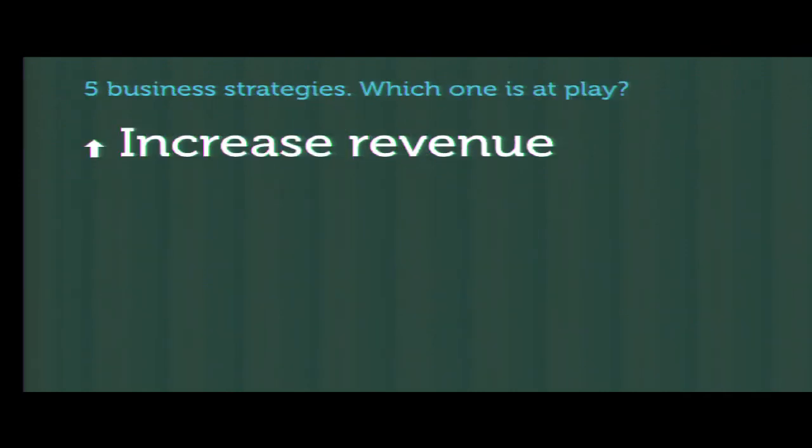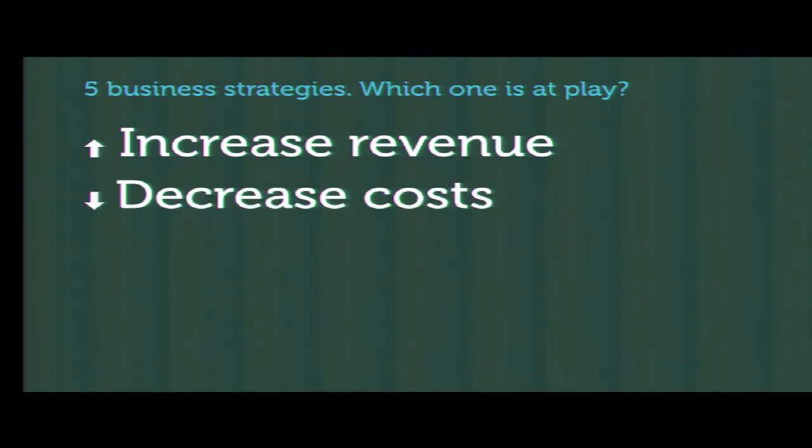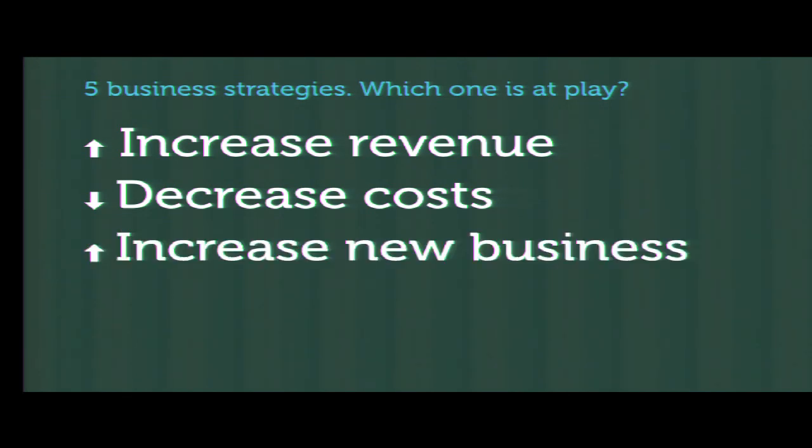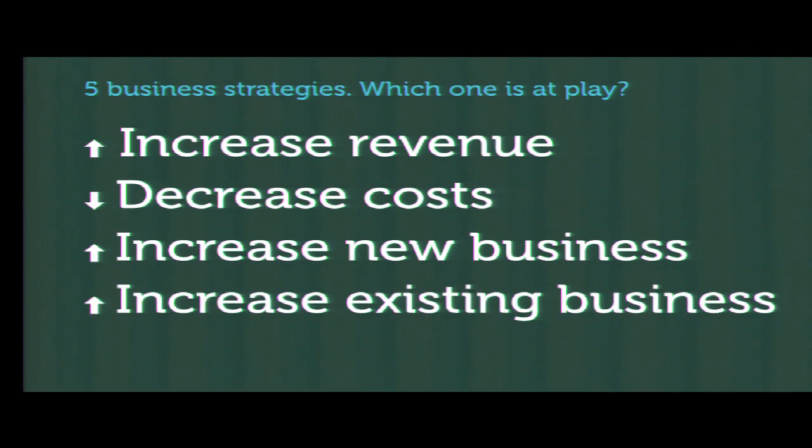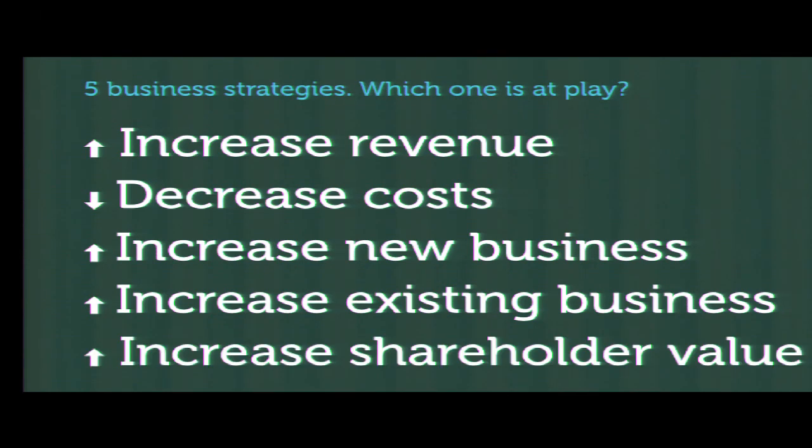So luckily, businesses are basically quite simple creatures. They stay in business by either increasing revenue, so selling more of the thing. They decrease costs, so making it cheaper to produce and sell the thing. They can increase business by creating new business, so finding new customers. And they can increase existing business by selling more of the thing to the customers they already have. And there's the last, a bit more complicated one, increase shareholder value. So that's obvious, but for now, let's say that's basically about making sure the business can survive in the long term.